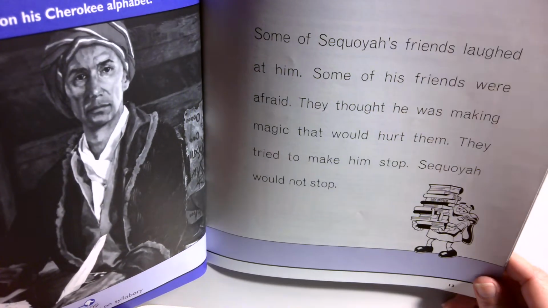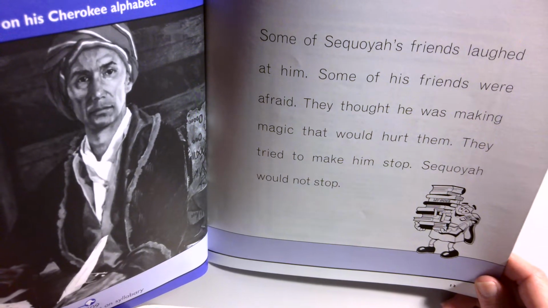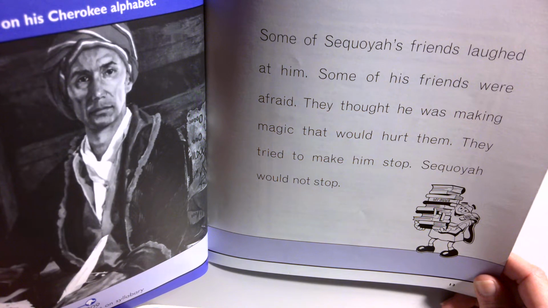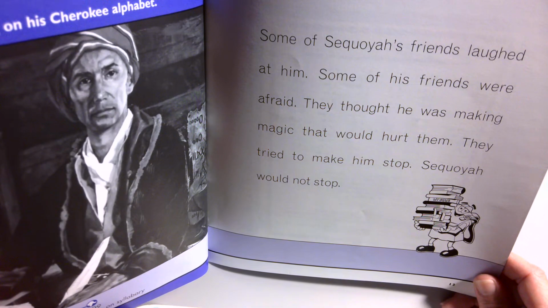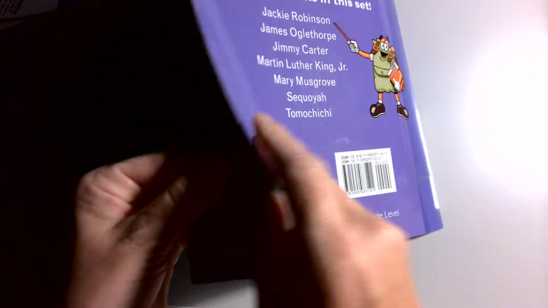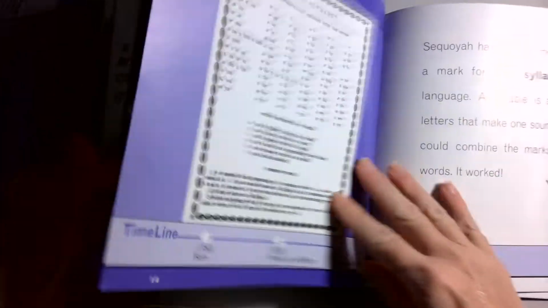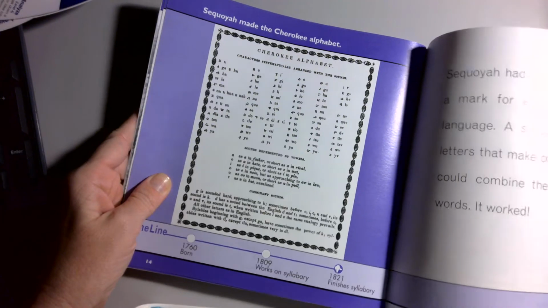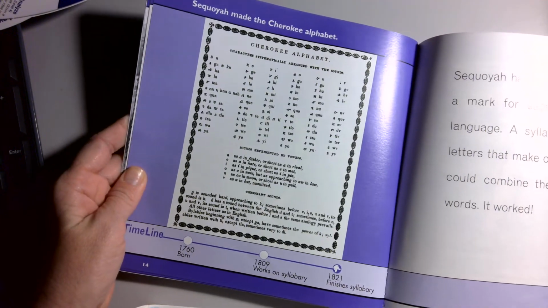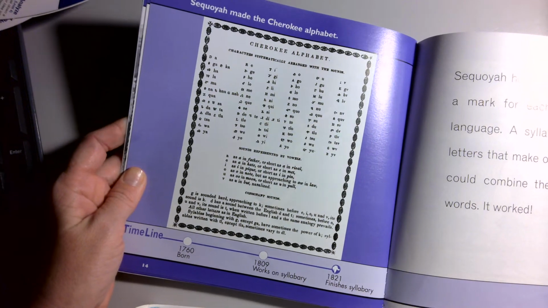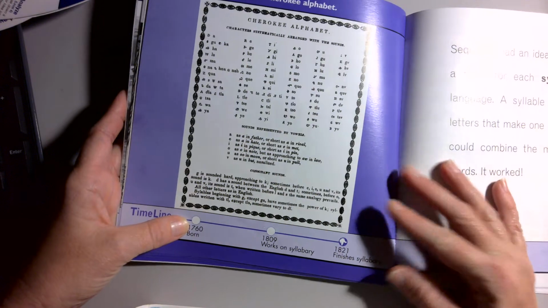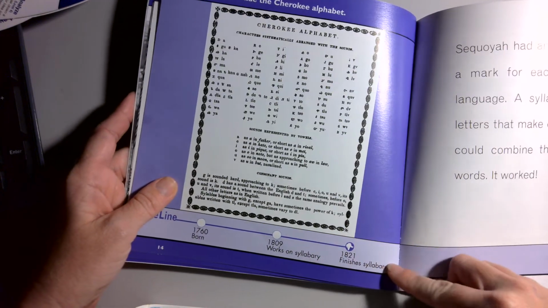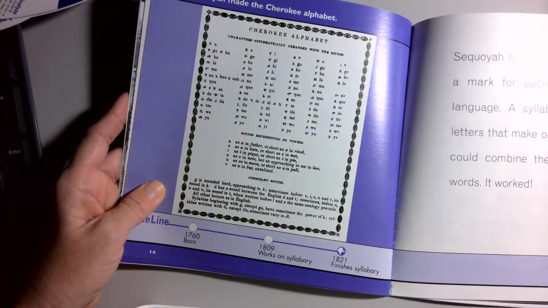Some of Sequoyah's friends laughed at him. Some of his friends were afraid. They thought he was making magic that would hurt them. They tried to make him stop. Sequoyah would not stop. Sequoyah made the Cherokee alphabet. So here's his alphabet when it's finished. And we have the timeline. He was born, he works on the syllabary, and then he finishes the syllabary.